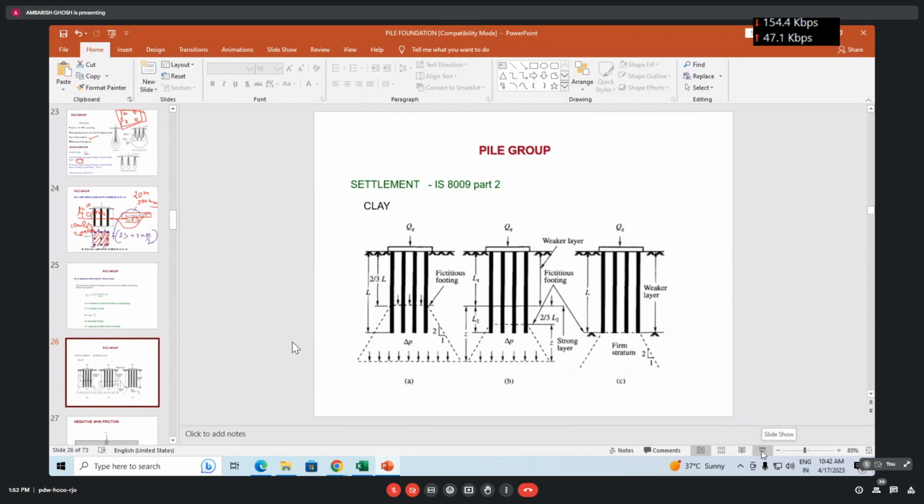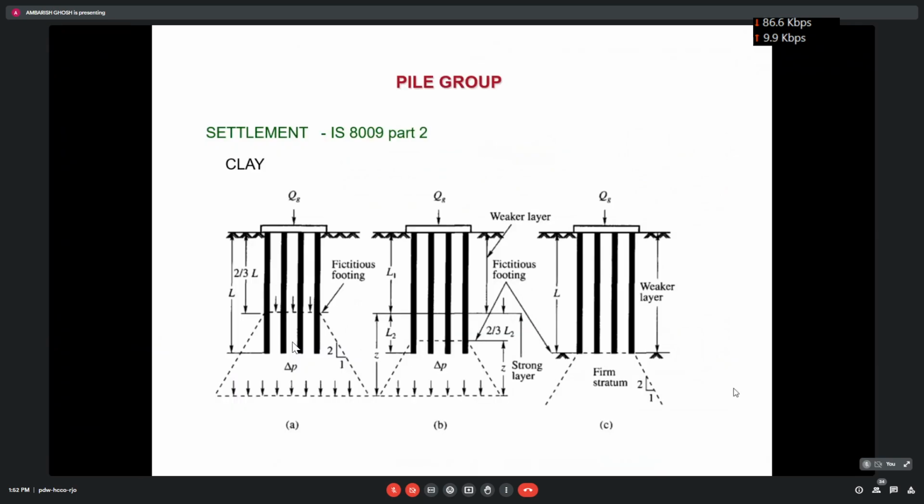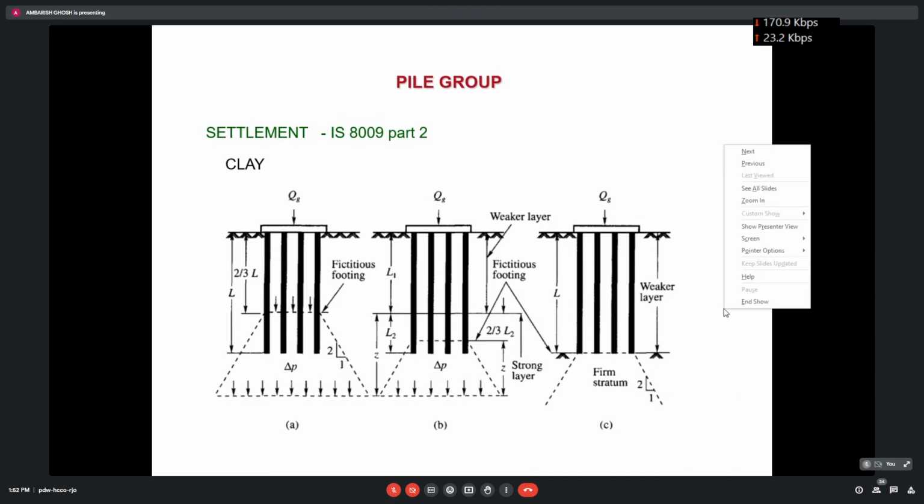Can you see the slide? Yes. Now you see.